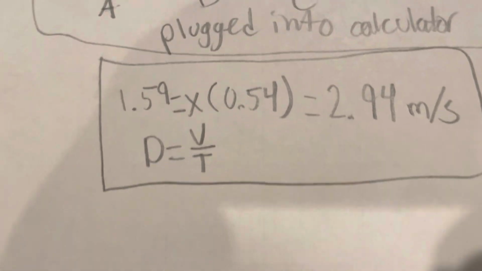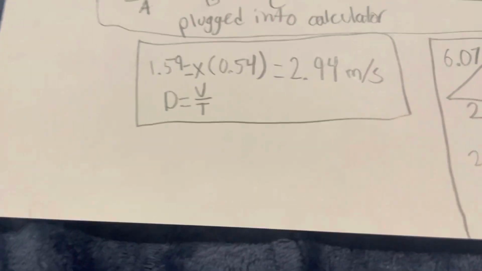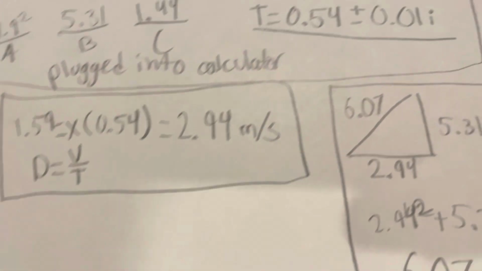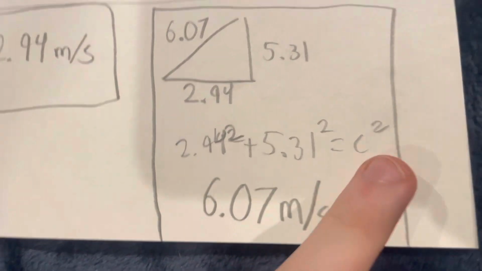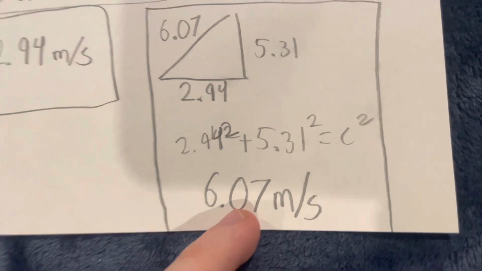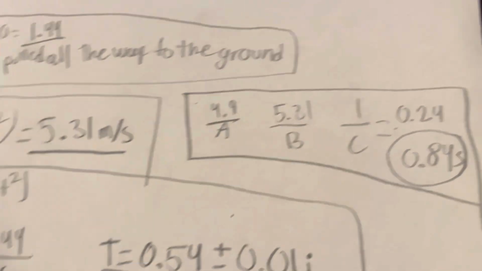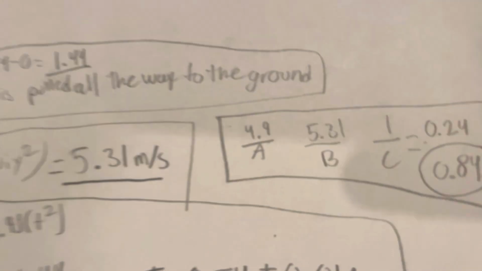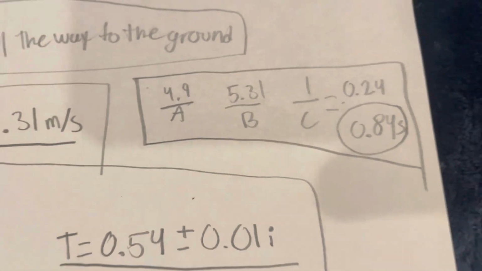And then we plugged that time into that equation because distance is equal to velocity over time, and got that as the velocity. And then I used Pythagorean theorem to get this velocity. And then I plugged those using that formula and used the quadratic formula calculator online again to get that.